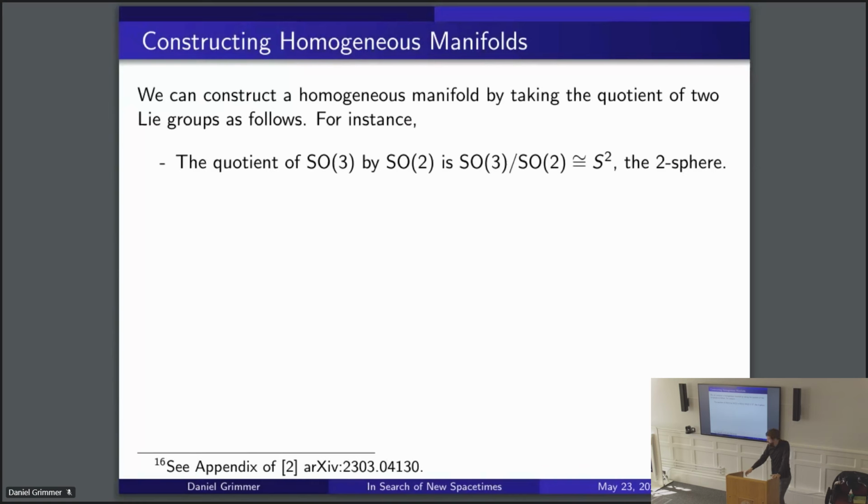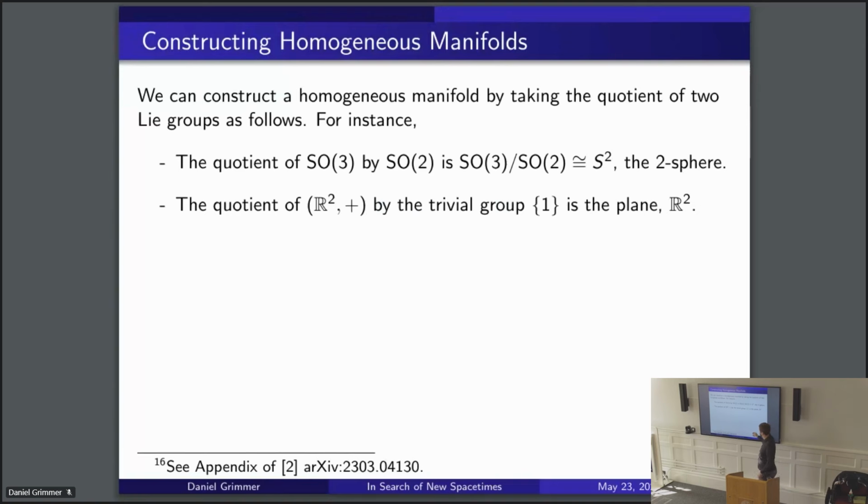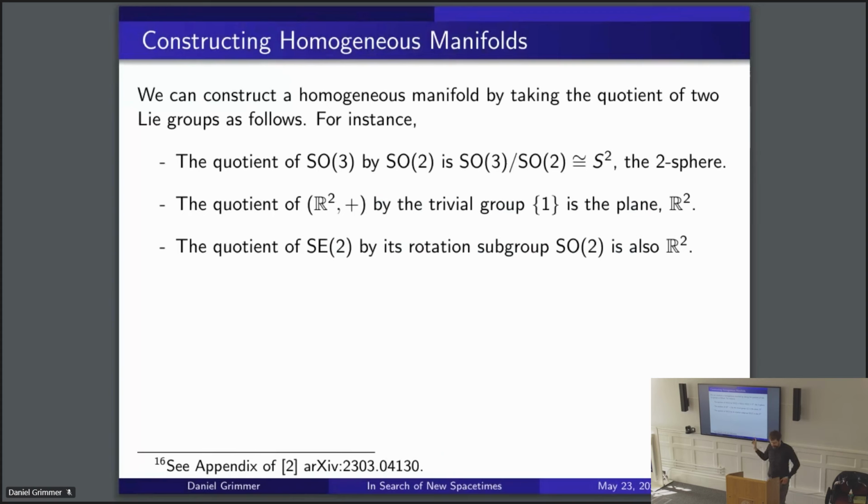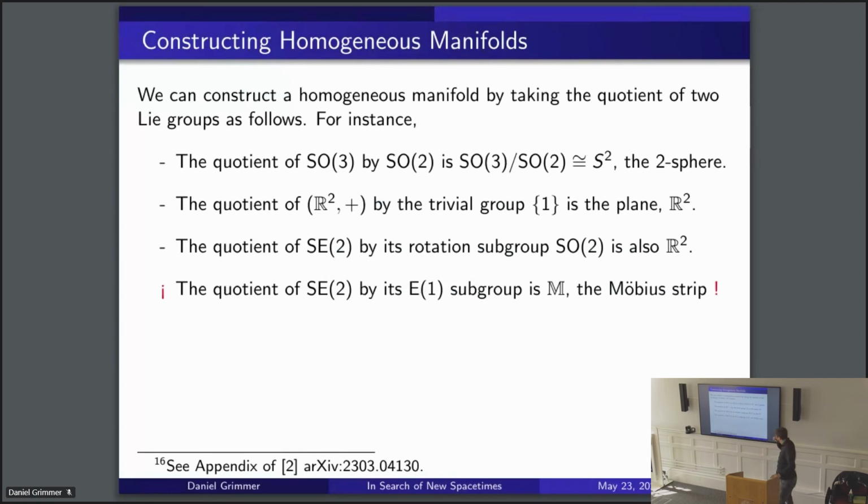So we can construct homogeneous manifolds, and this will be important for later, by taking the quotients of Lie groups. The quotient of SO3 by SO2 is the 2-sphere. I don't know if people have seen that. You might have, and this one's trivial. The quotient of this addition group by the trivial subgroup is the plane. The quotient of SE2 by SO2 is the Euclidean plane, or the quotient of Poincare group by the Lorentz group is the Minkowski space as well. Okay, so you should be familiar with those things. The quotient of SE2 by the Euclidean 1 group turns out to give the Mobius strip.